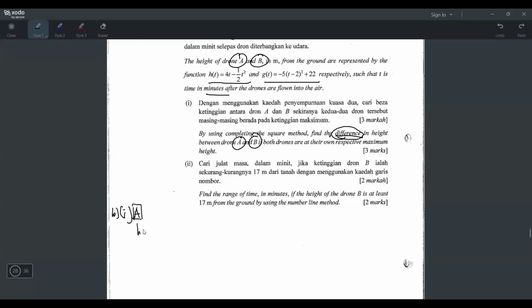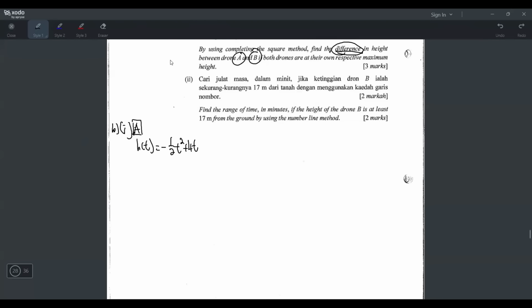So for drone A, the function is h(t) equals, okay, let's arrange into general form, negative 1 over 2 t square plus 4t, right? When you do completing the square, you have to make sure your a is positive 1. After your a is positive 1, you will add (b over 2) square and minus (b over 2) square like this. This is how you do completing the square. So first thing first, our a is not positive 1. So I will divide the whole thing by negative 1 over 2, so that your a is positive 1. So 4 divided by negative 1 over 2, you can use your calculator. Just press 4 divided by bracket negative 1 over 2, you get negative 8.